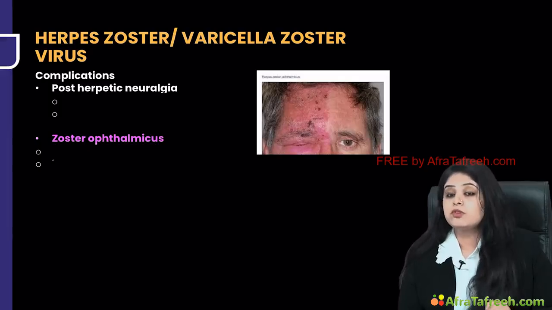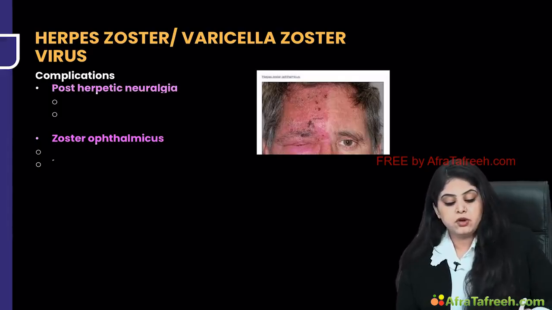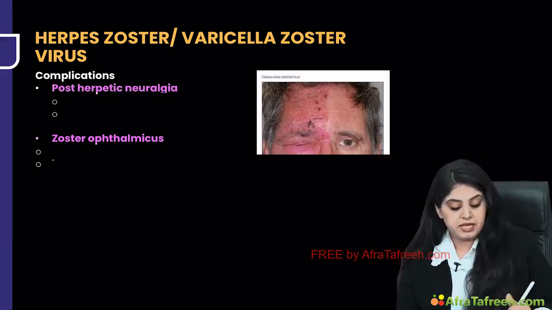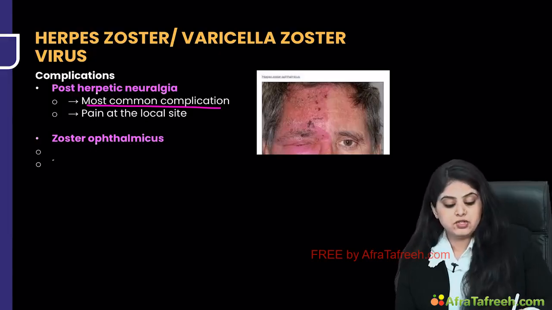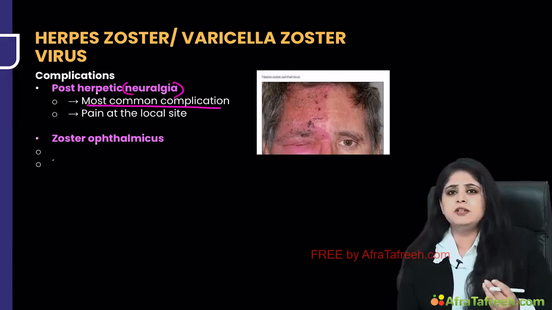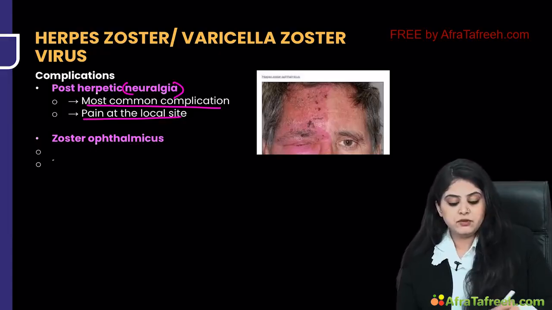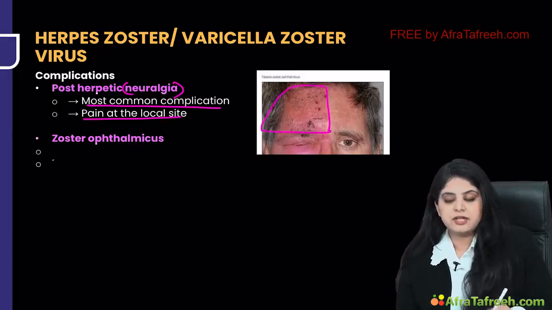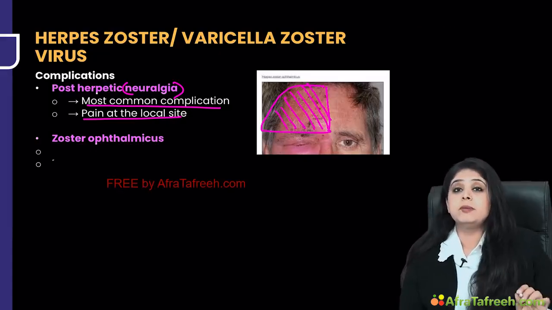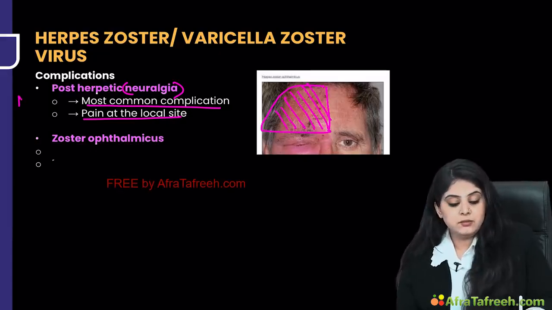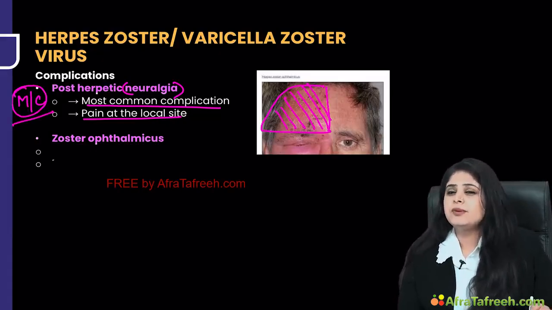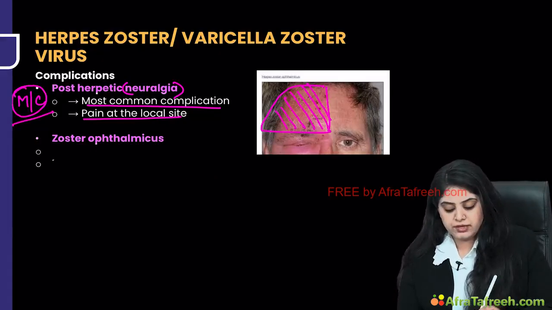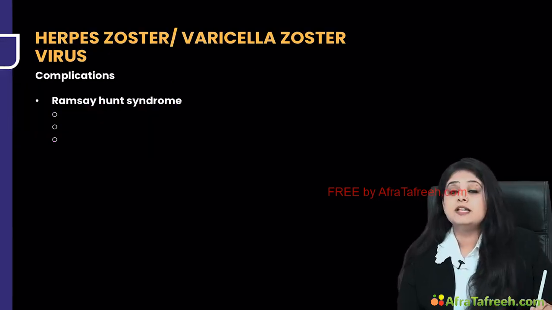But what is the most common complication? The most common complication is nerve pain. Post-herpetic neuralgia is the most common complication. Neuralgia means, everyone knows, nerve pain. So wherever, for example, if over here the rash had occurred, the patient will complain of immense pain in this region. So post-herpetic neuralgia is the most common complication that you have to know. However, you must have heard that many celebrities also get this. And what is this complication known as?